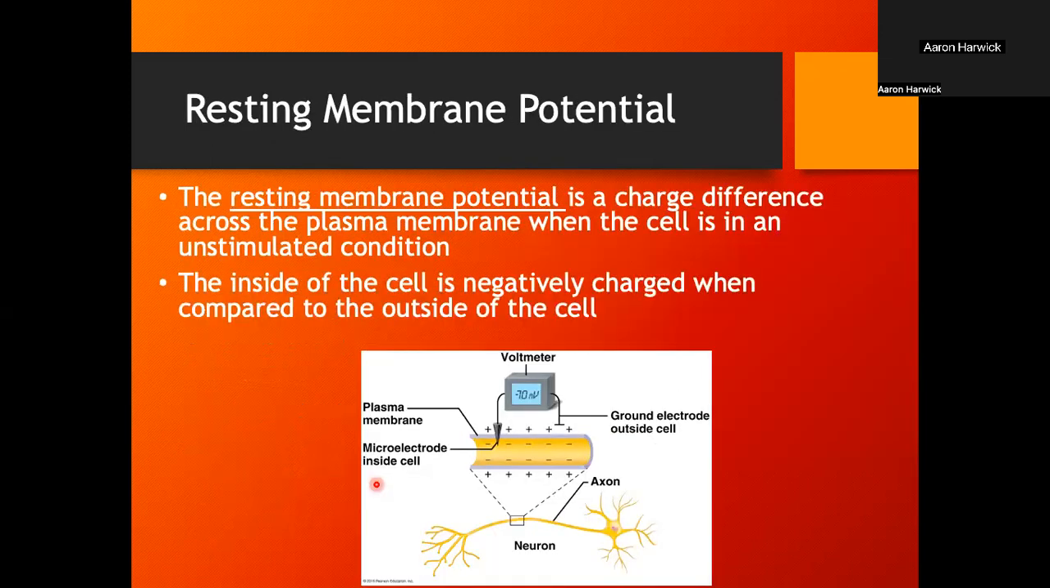The resting membrane potential is essentially a charge difference across the plasma membrane when the cell is in an unstimulated condition. The inside of the cell will be negatively charged compared to the outside of the cell. And you can see that here. So they're looking at basically within the axon of a nerve cell. And then you can see that the inside of that axon is negatively charged and right outside of it is positively charged at a value of negative 70 millivolts.